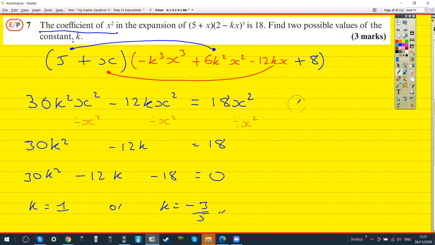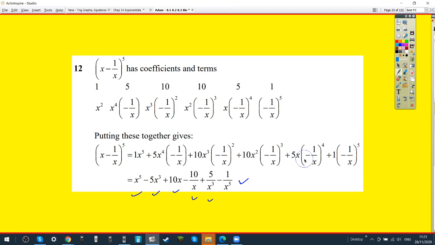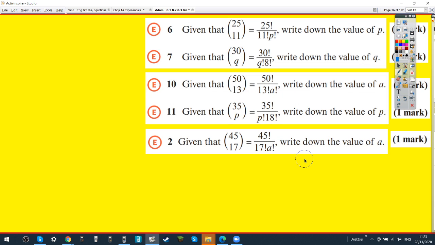So last time we were expanding one bracket by a big thing. This time we had to then multiply it by a second bracket. But you can speed it up a bit if you only need the coefficient of x squared: then just take the ones that make x squared. Any questions there? Nope. 3 whole marks. They make us work so hard.